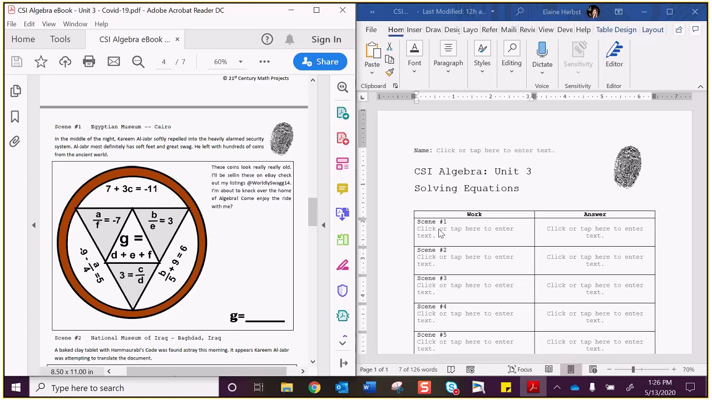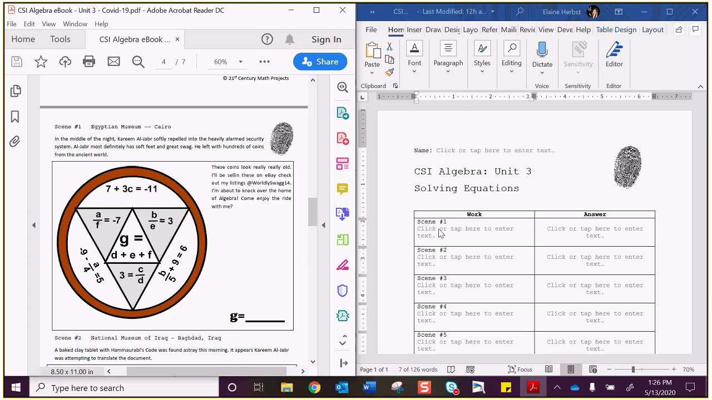So it says, in the middle of the night, Kareem Algebra softly rappelled into the heavily alarmed security system. Algebra most definitely has soft feet and great swag. He left with hundreds of coins from the ancient world. Okay, so that's our background. Then the stuff in the box here, this is kind of like a message from him. So it says, these coins look really old. I'll be selling these on eBay. Check out my listings at Worldly Swag 14. I'm about to knock over the home of algebra. Come enjoy the ride with me.